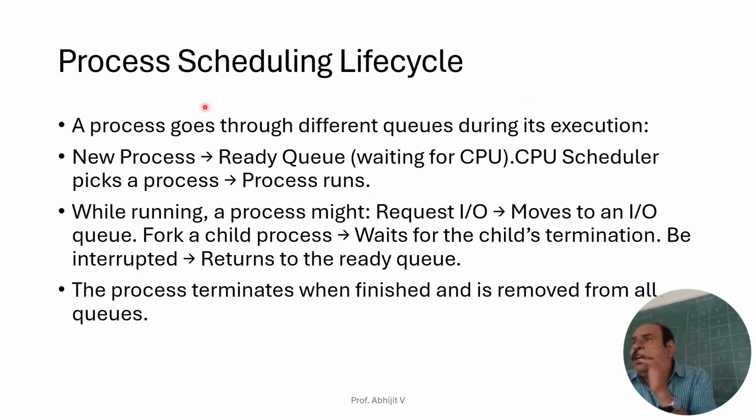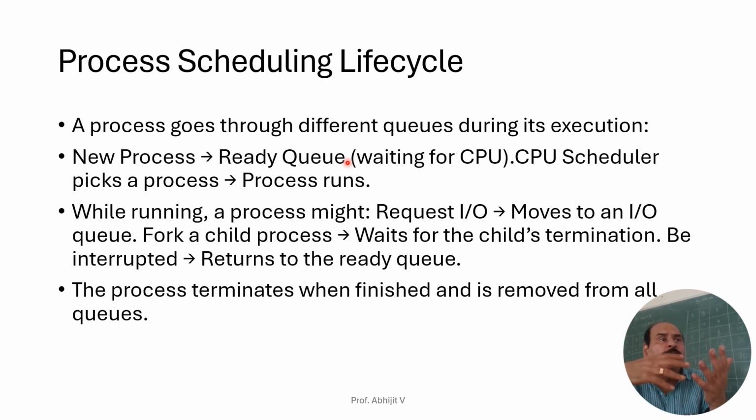Process scheduling now. How are you scheduling a process from its birth till its death? Birth means a new process is created, then it goes to the ready queue, then the CPU scheduler picks the process and the process runs. When the process runs, it can request an input-output operation or be moved to another queue, where the input-output is queued, right?